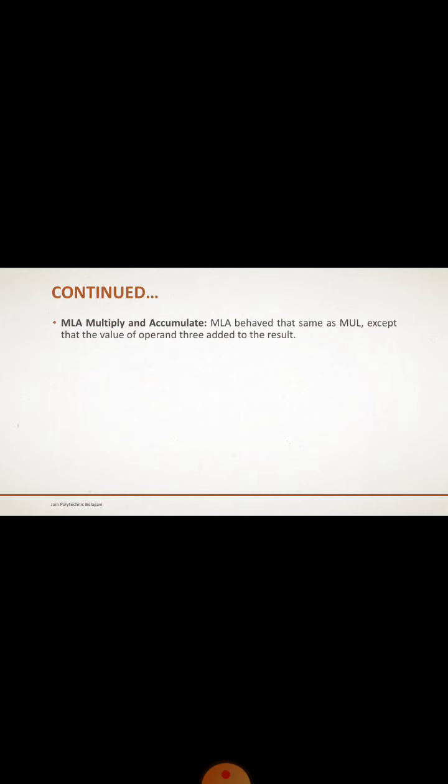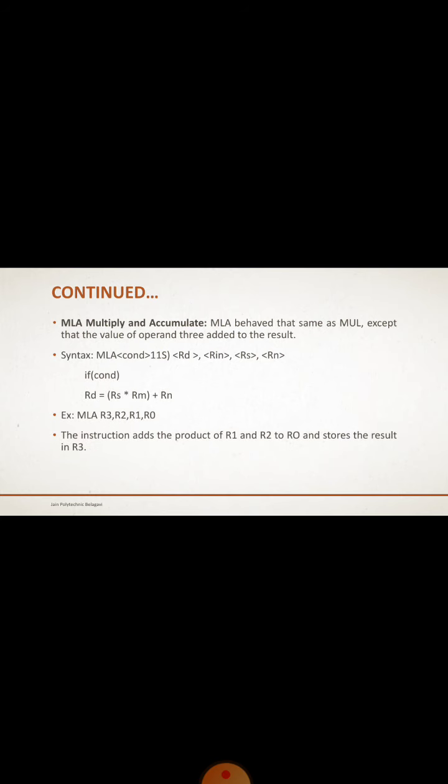The next instruction is MLA, multiply and accumulate. MLA behaves the same as the multiply instruction, except the value of operand 3 is added to the result. The syntax for which is shown. Example: MLA R3, R2, R1, R0. This instruction adds the product of R1 and R2 to R0 and stores the result in R3.